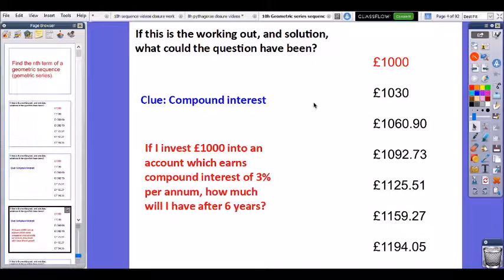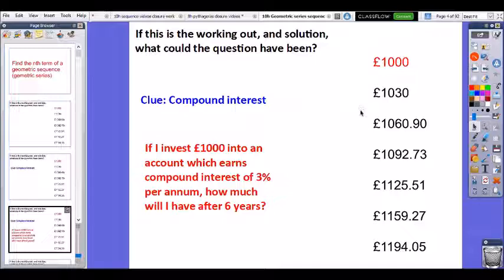So the question would be something like this. You might have worded it differently, but it will be the same concept. So let's say I start with £1,000 and I earn 3% compound interest each year. How much money would I have after 6 years? So if you start with £1,000, after 6 years you get £1,194.05.